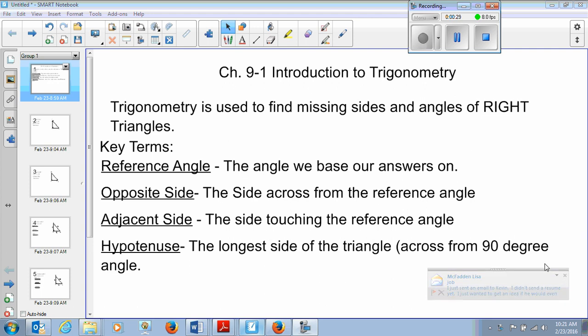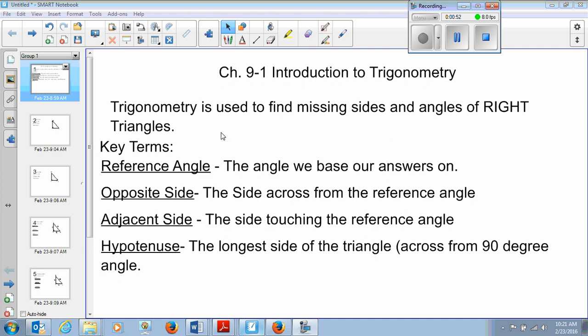So as we look at Chapter 9, a couple of key terms that we really want to focus on here. First of all, trigonometry is used to find missing sides or angles of right triangles. Very important. We will use some trigonometry or some ratios in triangles that aren't right, but right now we're focused on right triangles.